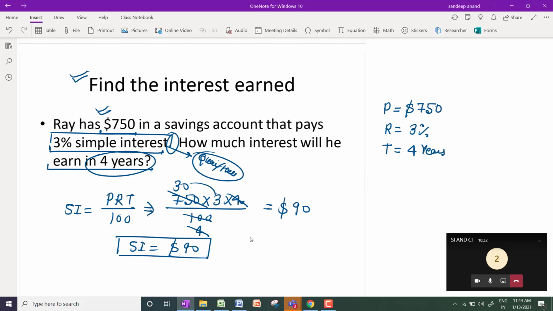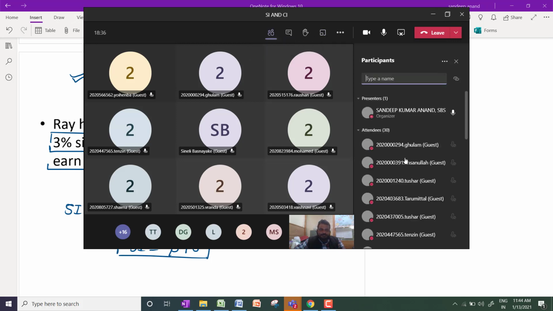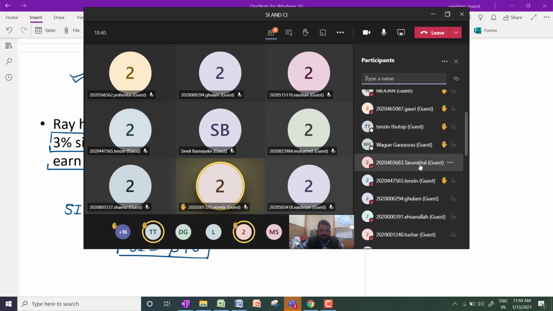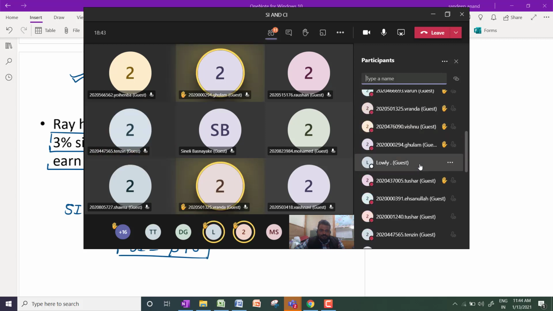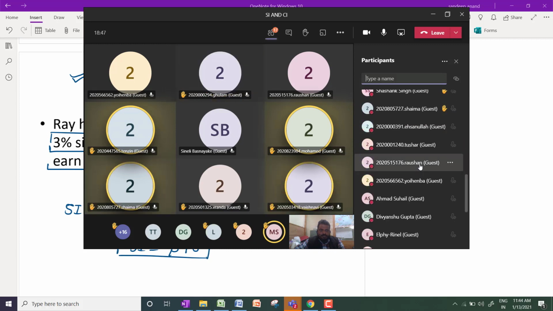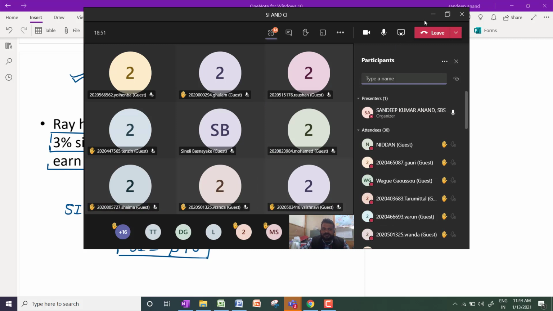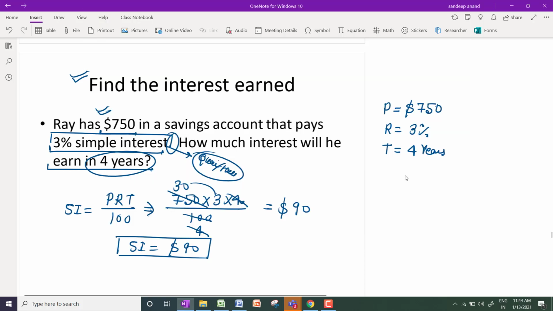Okay, how many of you got this point? Please raise your hand. Okay, good, very good, excellent batch. Lower your hand, everyone lower your hand. Shashank and Wagusa also, yes.